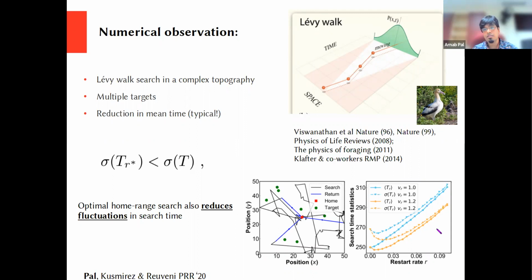I show some numerical results over here. The take home message is the reduction in the mean time, which we are getting used to, because I have also shown you before in other examples that it's becoming typical. But more importantly here, it seems that by bringing back the particle, the home return also reduces the fluctuations in search time. So not only on the average, but also on the level of fluctuation, you have been able to improve the efficiency of the process.